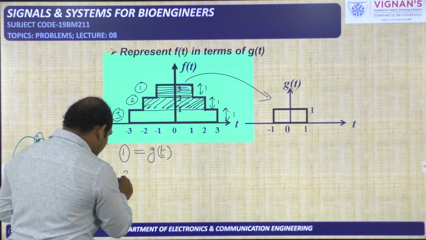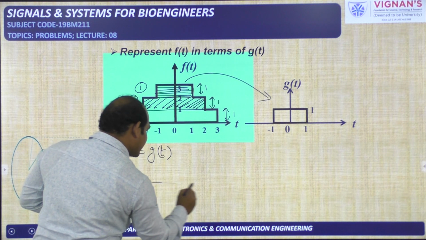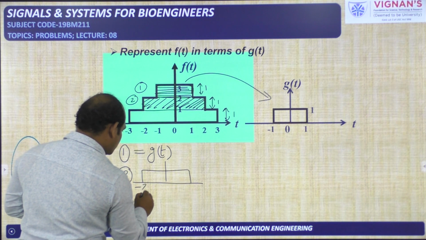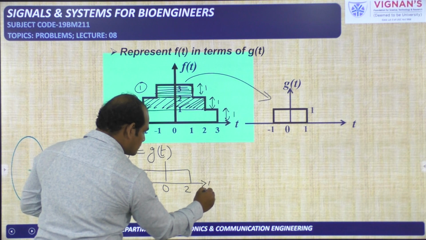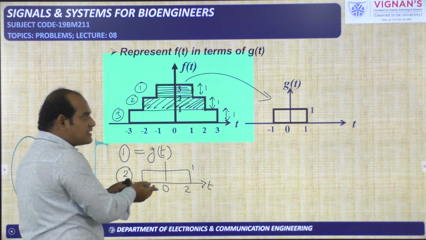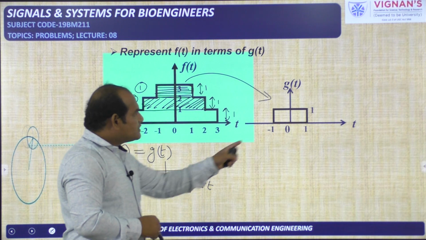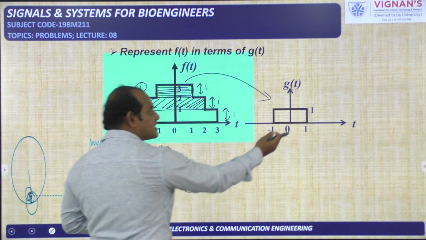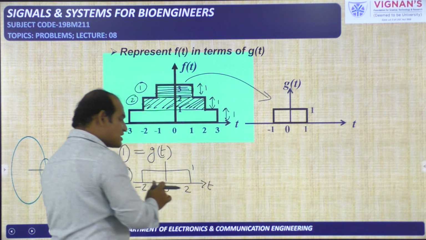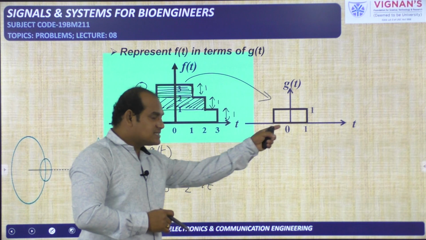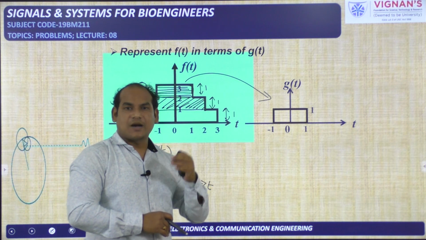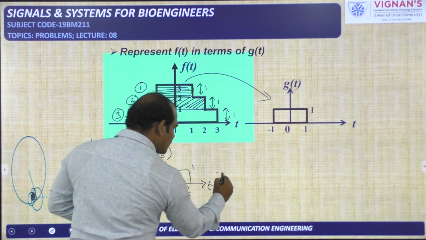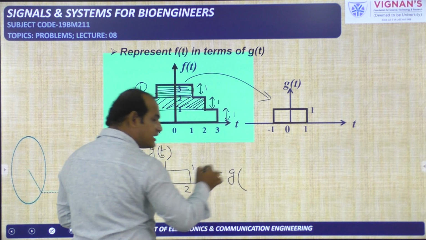Now I am trying for second one. Second one is actually looking like this, from -2 to +2 with amplitude 1. How to get this signal from g of t? Amplitude is 1, amplitude is 1, so no need to perform anything on the amplitude, but this is the expanded version of this one. It is of 2 seconds duration, it is of 4 seconds duration. So we need to expand this signal, that means we need to perform the time scaling operation by taking the scaling factor less than 1, then expansion will come. So I can write g of 2t or t by 2.